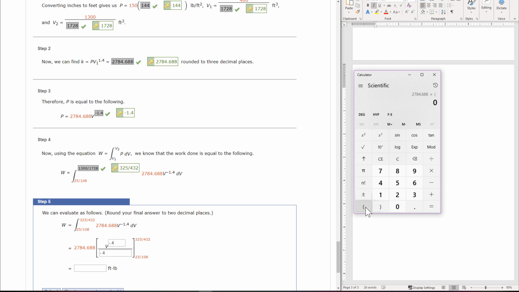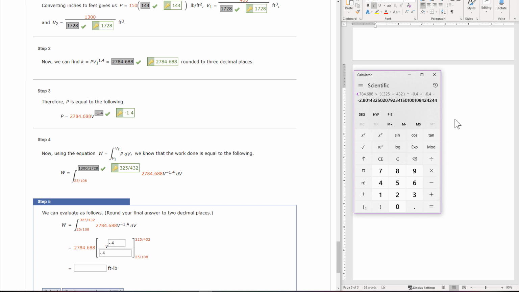So the first value we're going to put in, I'm going to add on another parentheses. I'm going to put in the 325 divided by 432, and I'm going to close the parentheses so I can raise this to the negative 0.4. So I think that's a 0.4 negative on this calculator. And then we're going to go ahead and divide that by negative 0.4. Okay, so that's the first term of the fundamental theorem of calculus. That's like capital F of B.